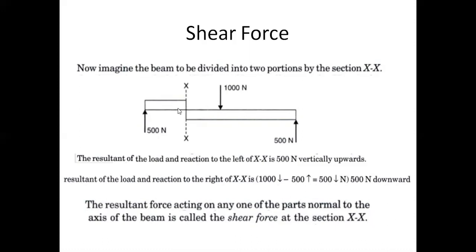This force will have a shearing effect on the beam. That's why it is called shear force. When a force acts along the line of the axis, you will have an elongation or contraction, that is, either a tensile force or a compressive force. But here it is a shear force because it will create a shearing effect on the beam. At this section, we want to know the shear force. The shear force at this section is 500 newtons.